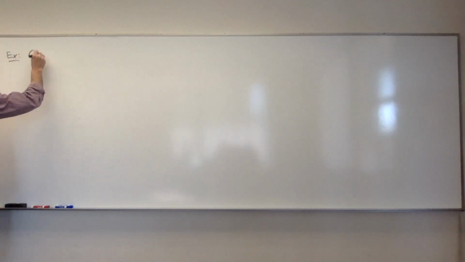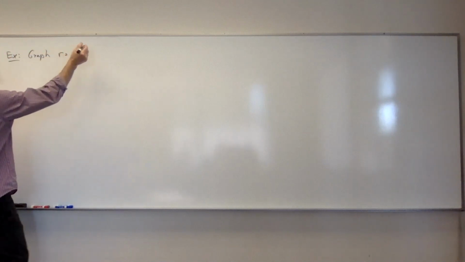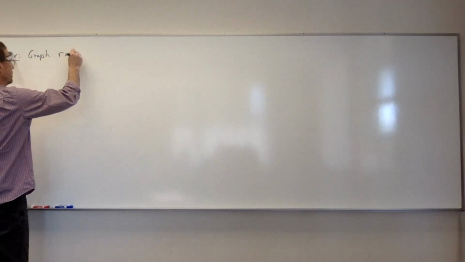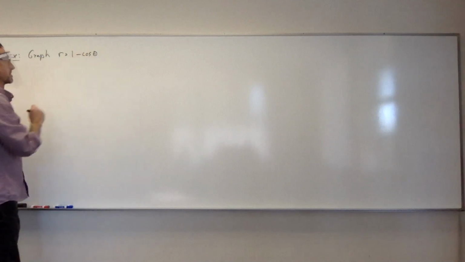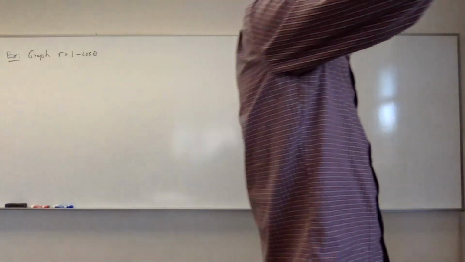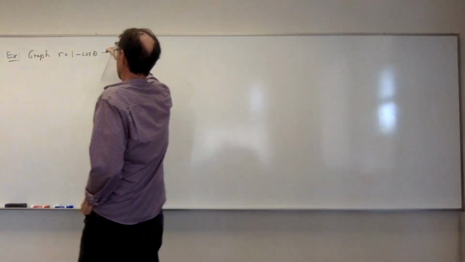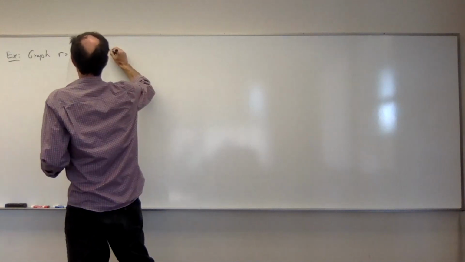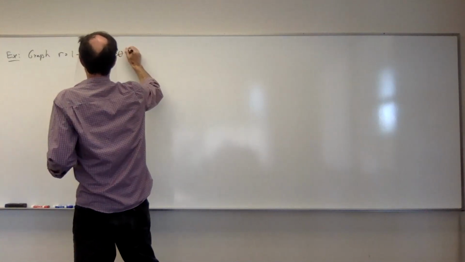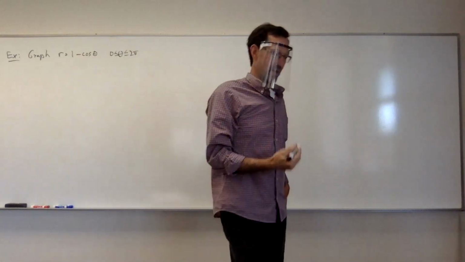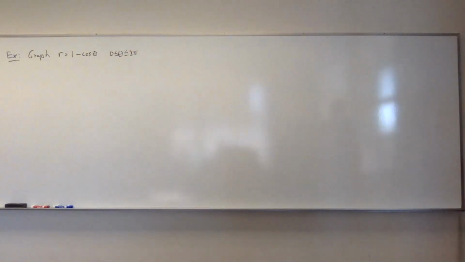Graph r equals 1 minus cosine theta. We have a cosine, the period is not modified. So if we can do one revolution, then we'll cover every possible feature of the graph. Okay.